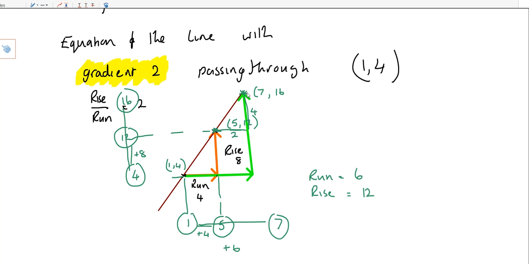So how can I use all this information to find it? So the gradient's quite useful. I know what it goes up by. I can find all the points I like. Yeah, if I go across 1.5, how far do I go up? You going to answer me, or you got a question?